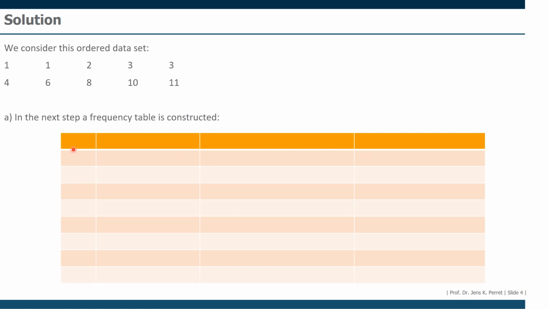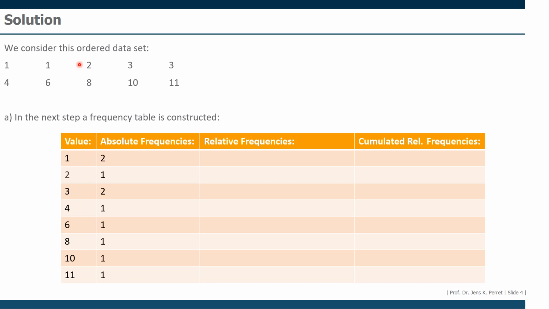In the first column, I'm going to write all the different values present in this data set. So each of these values I'm going to note only once. If I do this, I get 1, 2, 3, 4, 6, 8, 10, 11. That's all the values present in this data set. Then, in the second column, I'm going to note how often these values are represented in the data set. So in this case, I see that the 1 and the 3 are represented twice, all the other ones are just represented once. So that's the absolute frequencies.